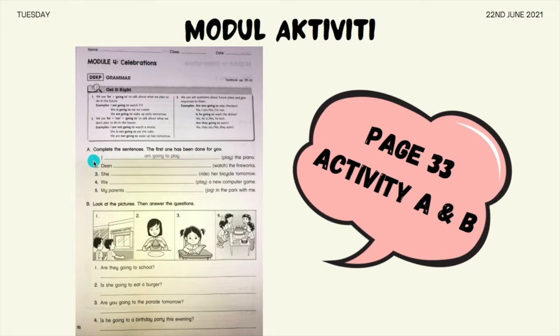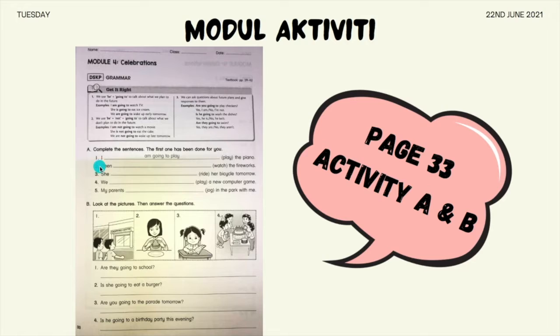If you are confident to answer those questions, you can straight away answer them like this. If you look at A, complete the sentences. The first one has been done for you. Number 1. I, the verb here is play. So you need to use the be verb first and then add going to. As simple as that. Then simply copy the word play here. And you got the answer.